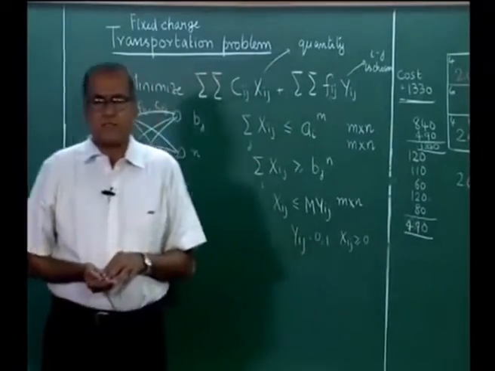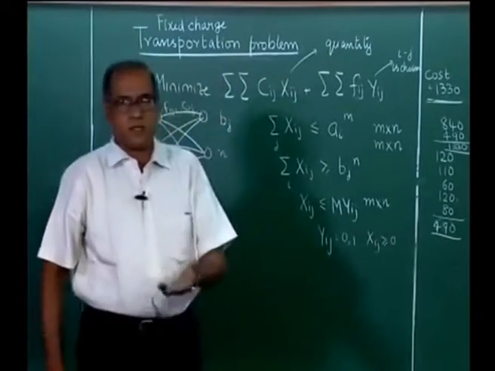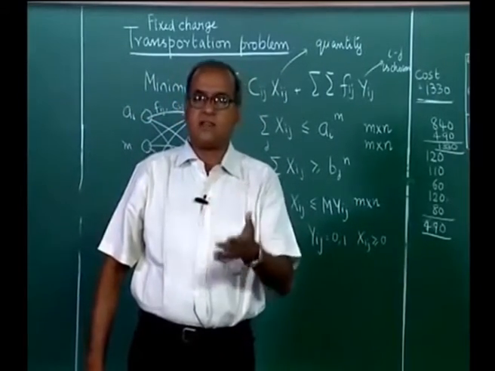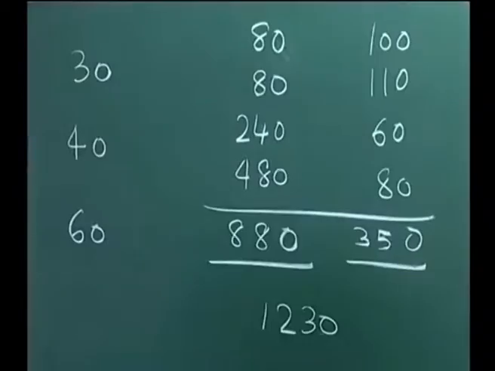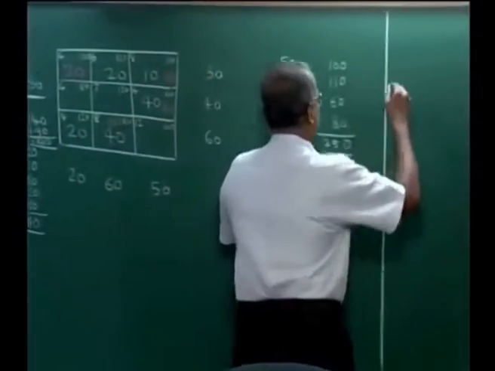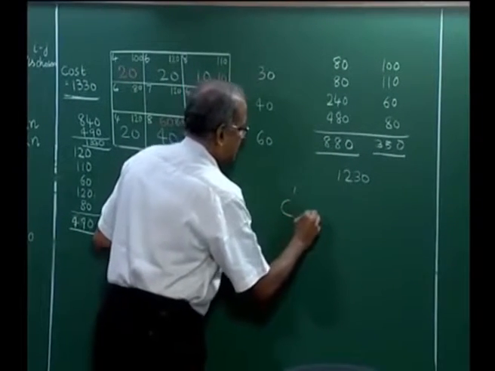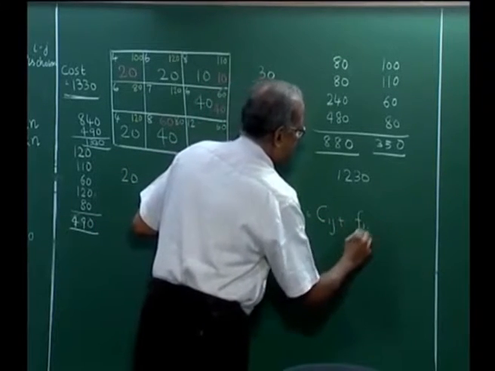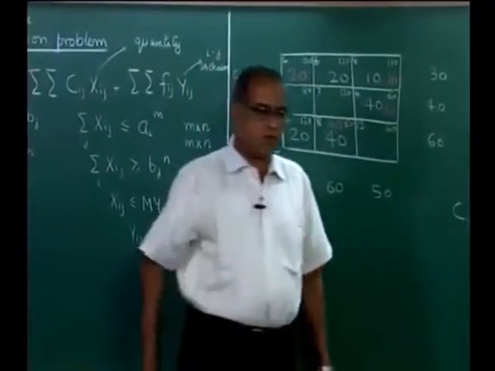So, the next question that comes is, can we have another method like our minimum cost method or the stepping stone method to try and actually solve the fixed charge transportation problem without the formulation? A very simple thumb rule would be now to define C dash ij is equal to Cij plus Fij by Mij. So, let me explain this thumb rule.